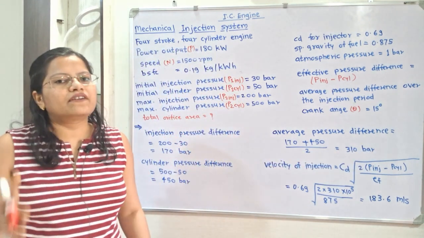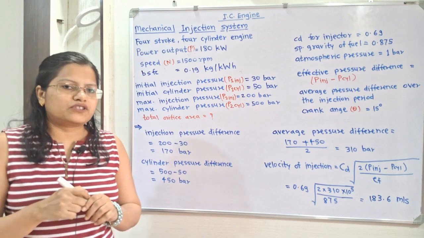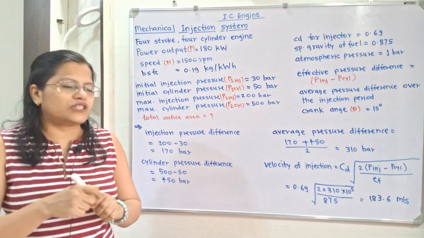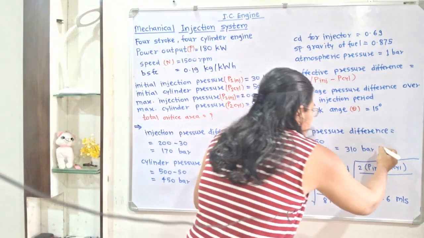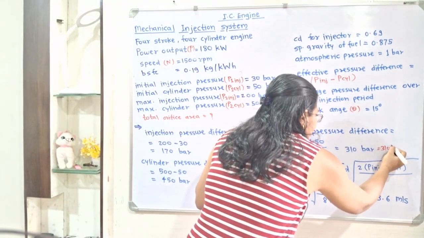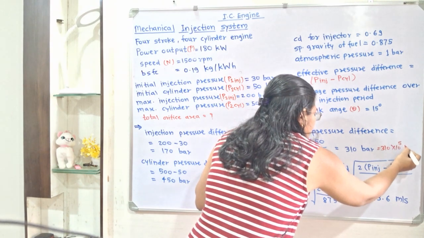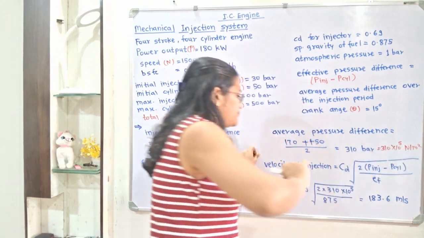But we know that the standard unit used in the calculation is Newton per meter square. So we can convert this 310 bar into 310 into 10 raised to 5 Newton per meter square.